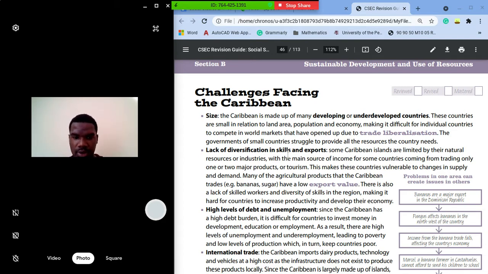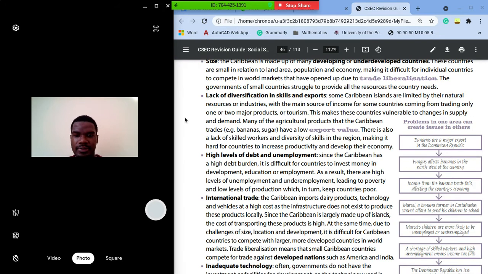The third one is high levels of debt and unemployment. That's the third issue facing the Caribbean. Since the Caribbean has a high debt burden, it is difficult for countries to invest money in development, education, or employment. As a result, there are high levels of unemployment or underemployment, leading to poverty and low levels of production, which in turn keeps countries poor.